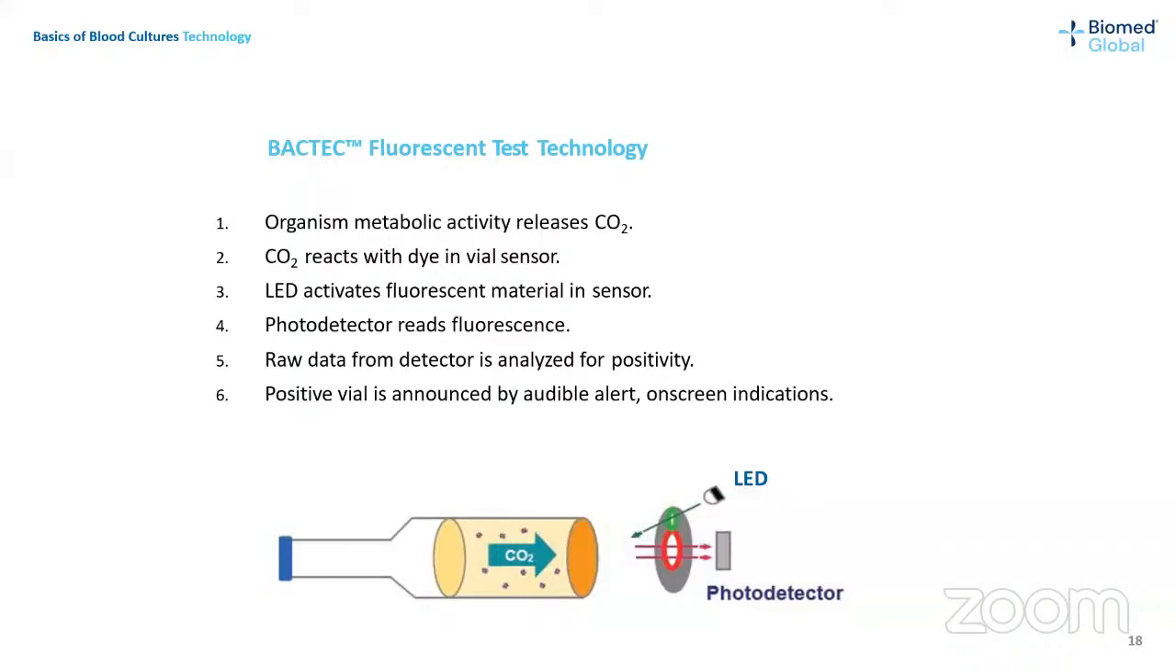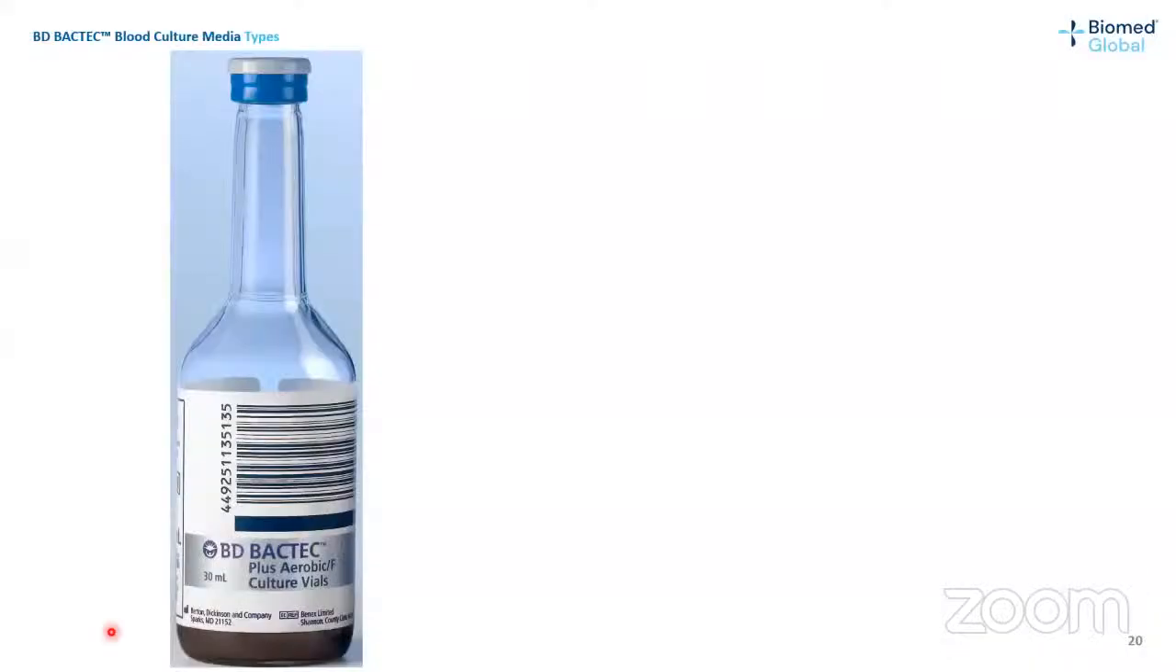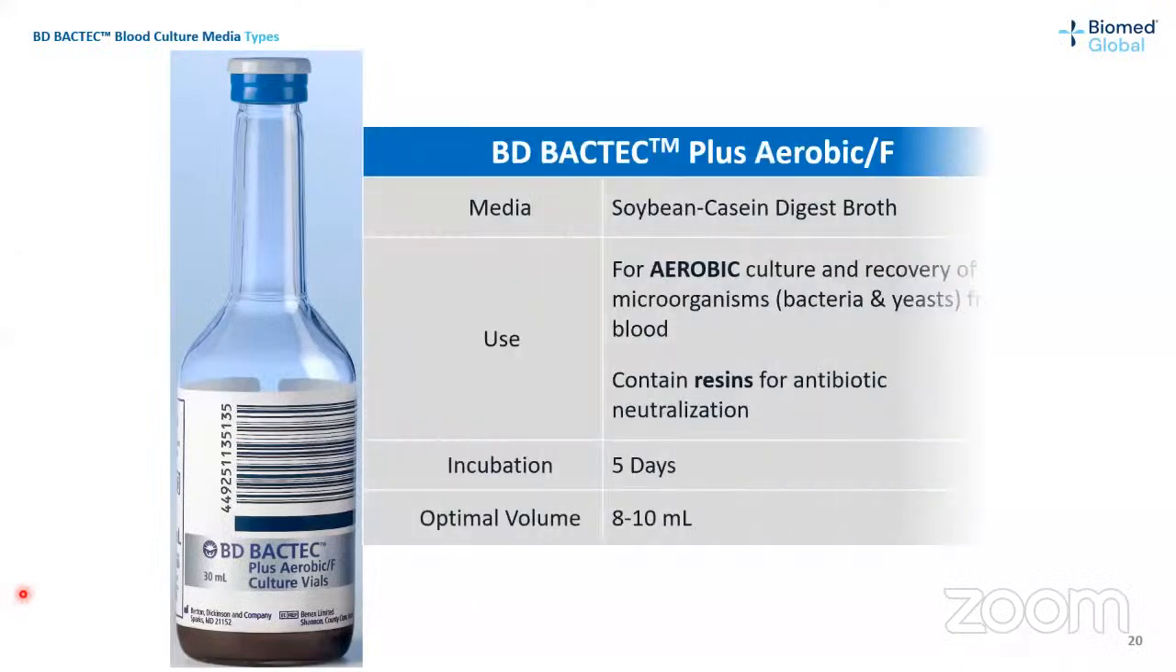So that's a bit on the technology behind the BACTEC system. Next, let's go to the key features of the blood culture bottles. The first bottle I have here is the aerobic bottle. This aerobic bottle is for the aerobic culture and recovery of organisms from the blood. This bottle contains a media called the resin media for antibiotic neutralization. If you are familiar with the bottle, you'll notice inside this bottle there are little tiny beads. Those beads are what we call the resin media.